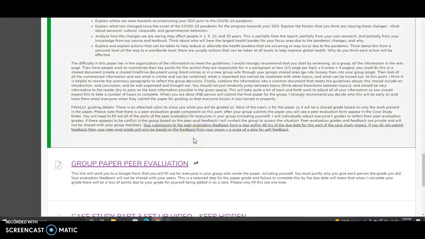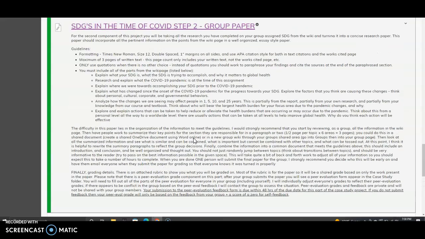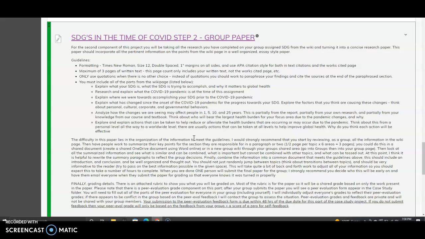The submission to the peer evaluation feedback form is due within 48 hours of the due date. So that means this is due next Thursday. So by next Saturday at 11:59, I will expect that all of the peer evaluations are in, and then I will review those and make sure that grades will be adjusted based on evaluation that they give themselves and their group members. Okay, so this is the main thing that you'll be working on for this week.